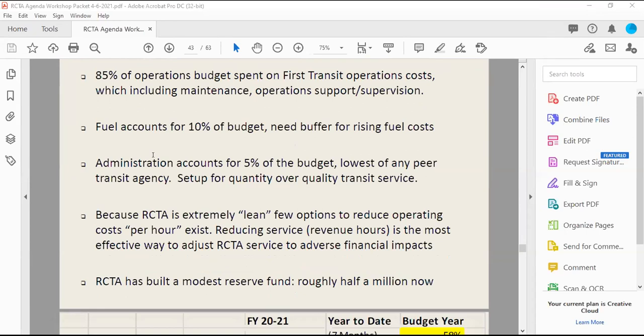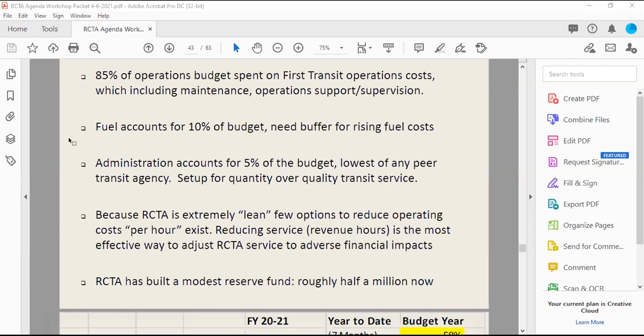service, basically the contract that runs the bus through First Transit, an excellent provider. That pays for the maintenance, operation support, bus drivers' wages, supervision, and so on. And that's about 85% of our budget. When you add another 10% for the fuel, most of the money goes into providing the wheels on the road and the passengers inside the bus.